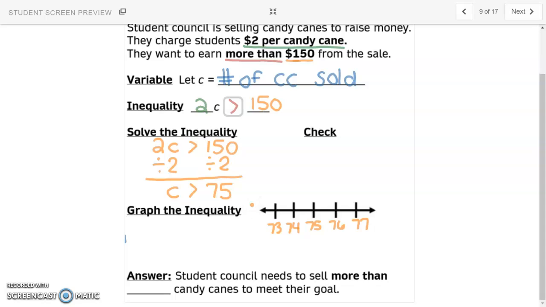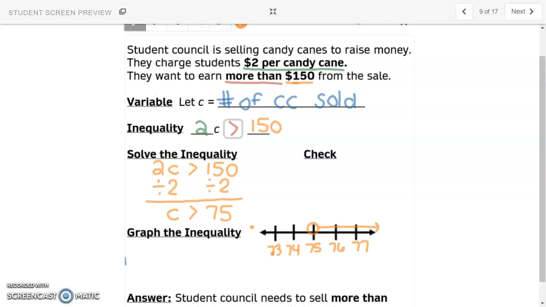At 75, hopefully you remember it's going to be an open circle, right? Because it doesn't include 75. We just want anything more than, right? Our symbol says point to the right, so we're going to put our arrow in, and we're good.